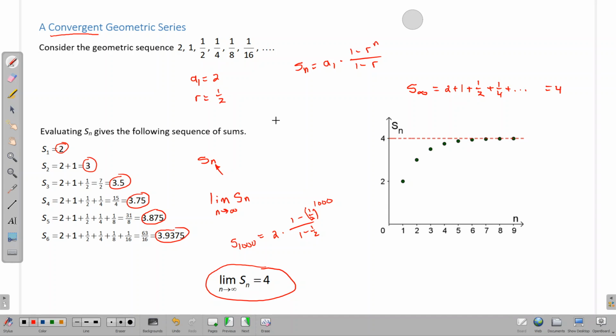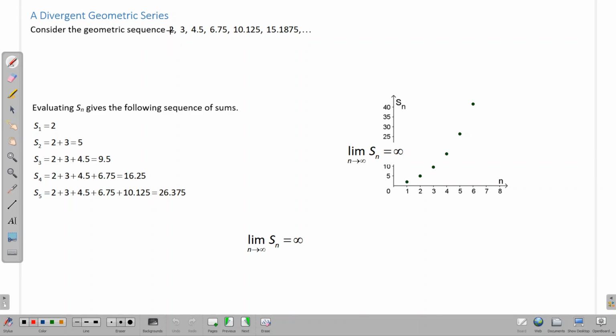Okay, now that doesn't happen with every geometric sequence or every geometric series. Here's a different one. Starts at 2, then goes to 3, goes to 4.5, and up. So we can see, again, a1 is 2, but the r for this one would be 3 over 2, this divided by this, or in other words, 1.5. The r value is 1.5 on this one.